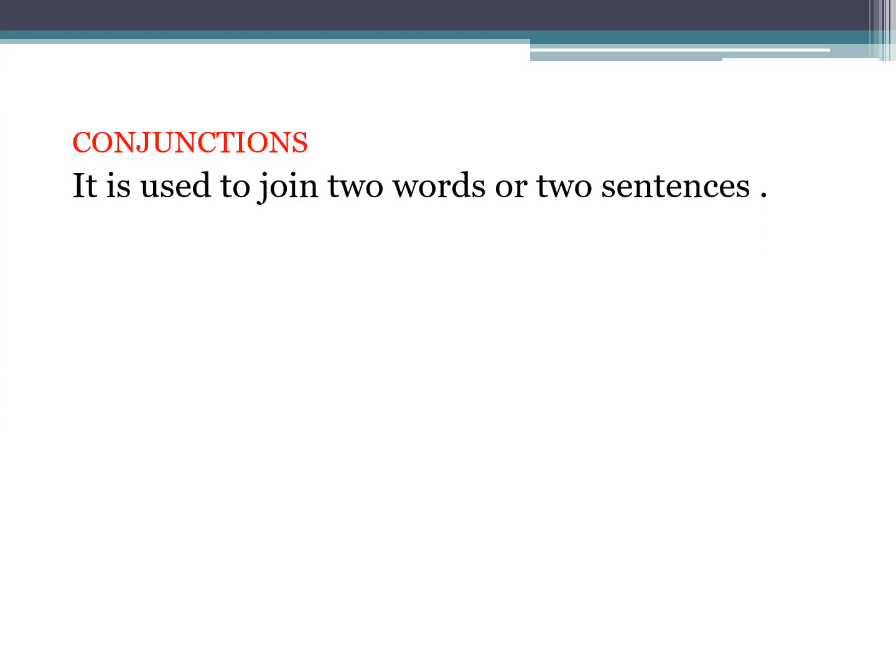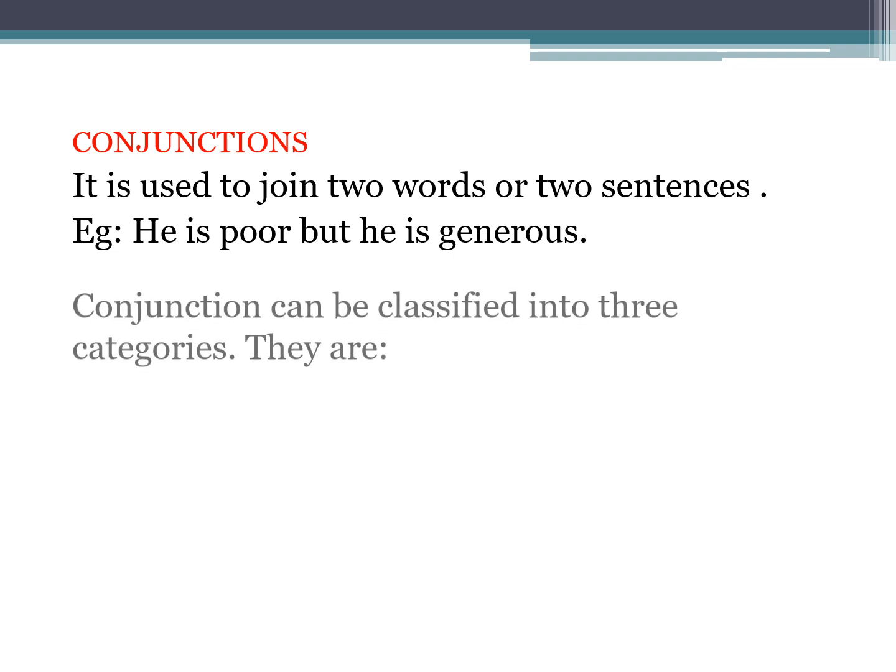Conjunctions. A conjunction is used to join two words or two sentences. For example, he is poor but he is generous. Look at the example here: he is poor and he is generous, or two sentences. We connect the two sentences by using a conjunction called but.